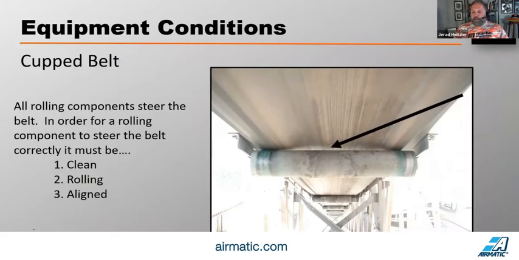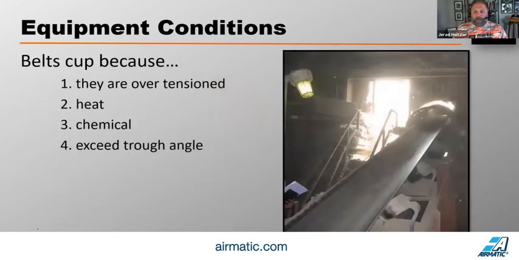Another reason why a belt can mistrack is anytime the belt's cupped. So if we don't have our rolling component touching the belt, it's not going to steer the belt correctly. We got to make sure that that rolling component is in contact with the belt. Your belts can cup because they're over tensioned. So if you have too much stretch on that belt, that can cause it to cup. Heat, if you're running hot material, let's say you're pulling coal off the pile, that smoldering coal, that can cause that belt to cup.